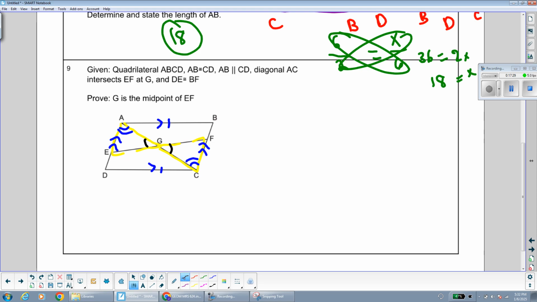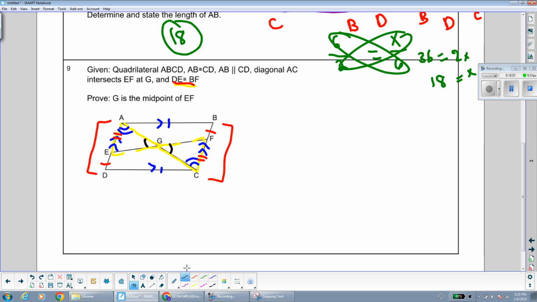But I'm missing a given. The given I'm missing is that DE is congruent to BF. And since it's a parallelogram, not only is this pair of opposite sides parallel, but it's also congruent, right? AD is congruent to BC. So if I take AD and I subtract off DE, I get this side. And if I take BC and I subtract off BF, I get this. And then I'll have AAS to prove the triangles congruent, and then I could use CPCTC for EG and GF.